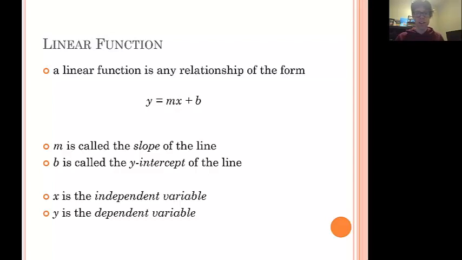So a linear function is any function that has the form mx plus b. So you've probably heard that beaten to death at high school. M here is called the slope of your line and b is called the y-intercept. So we'll talk about how to calculate the slope and what that means for the line. And then the idea here with the intercept is that b tells us exactly where this line is going to cross the y-axis.